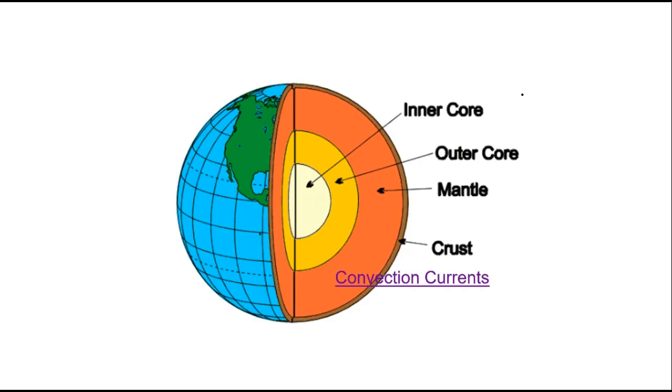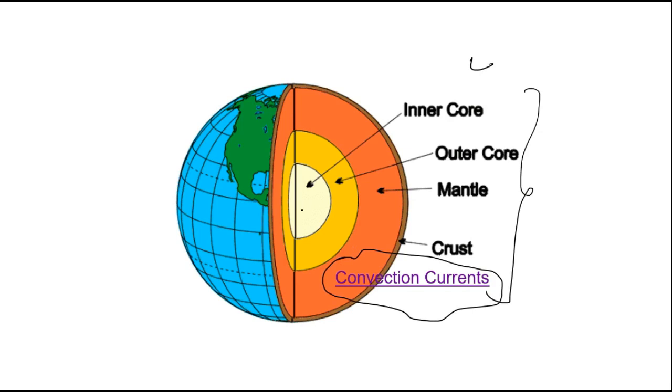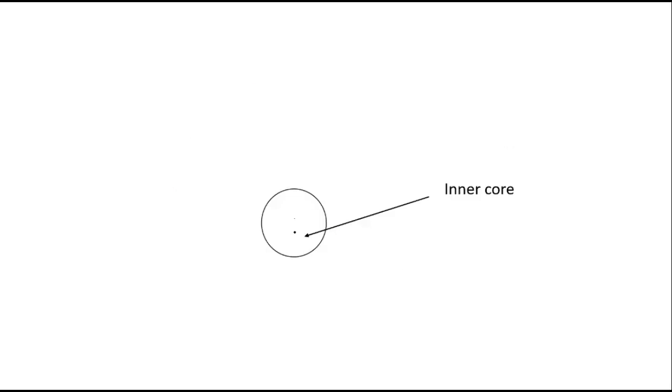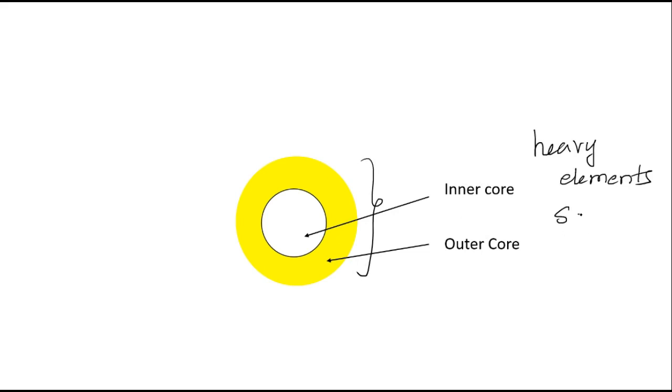To understand that, we'll go back to the different layers of the earth and see what we mean by convection current, right? So let us start from the inner core. Inner core is of very high temperature. Now please remember here, inner core is of high temperature, which is surrounded by outer core. So both together can be called the core, and this consists of more heavy elements, and it is in the form of solid, right? Please recall what we have learned.